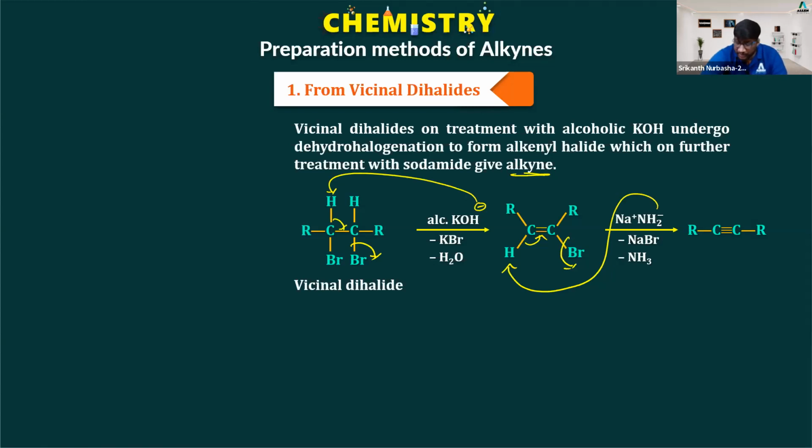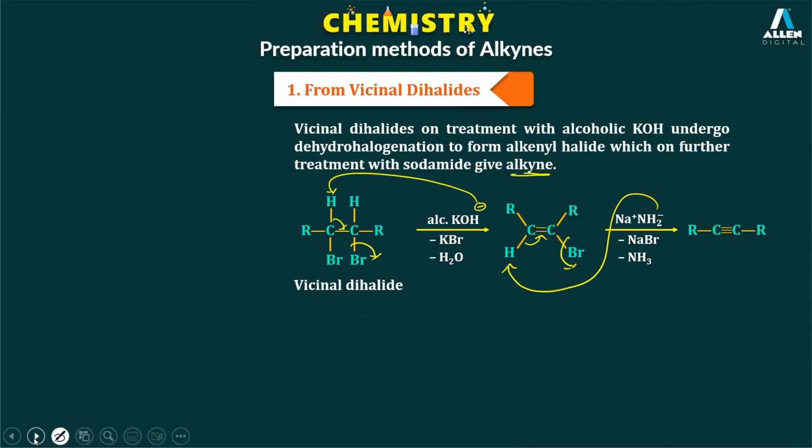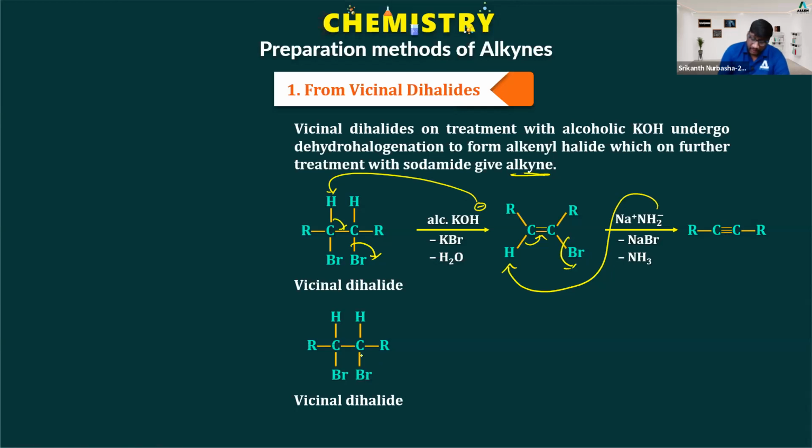Is that clear, students? Yes, sir. Vicinal dihalide, if you have taken in this manner, what type of compound is obtained? You can also treat with 2 moles of NaNH2, not an issue, but you cannot treat with alcoholic OH alone. If you are treating with alcoholic OH, you get alkenyl halide.